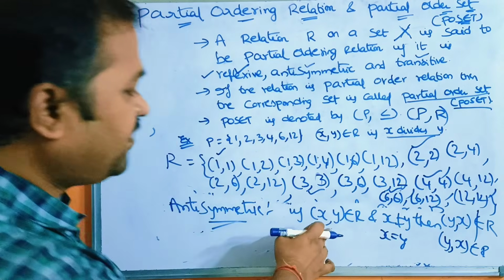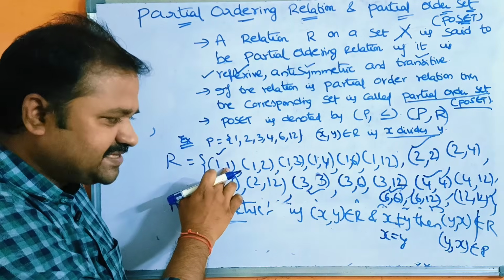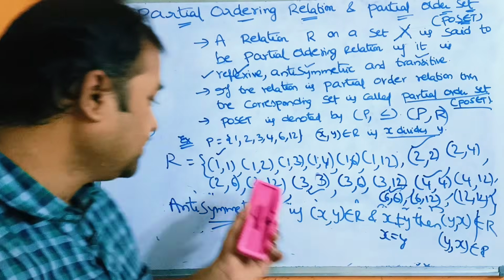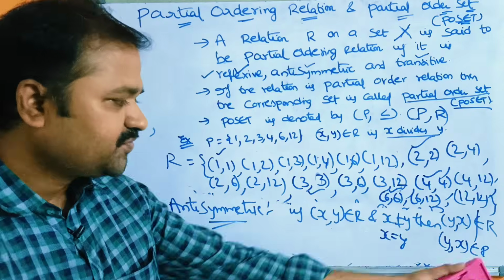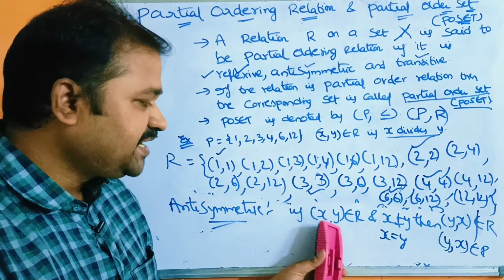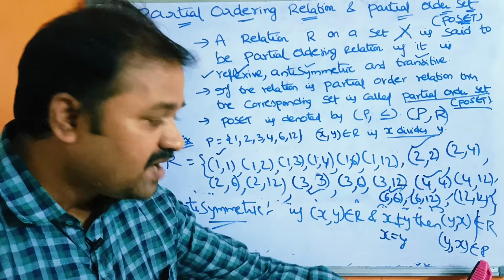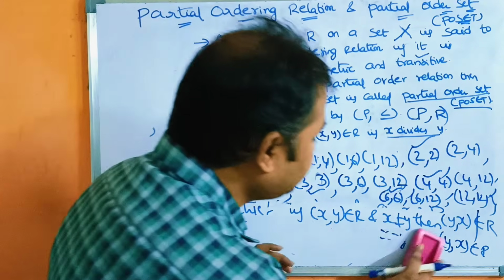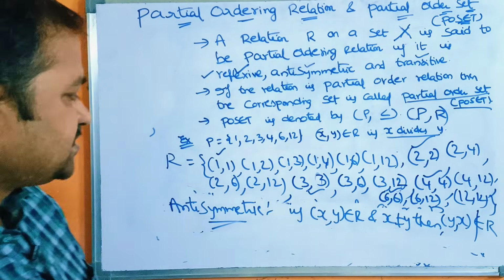If x comma y belongs to R and x is equal to y, if you consider the pair 1 comma 1, the condition is true, then y comma x should belong to R. Y comma x means if you reverse 1 comma 1, we will get 1 comma 1 only. So 1 comma 1 belongs to R. Likewise, if you take 3 comma 3, then 3 comma 3 belongs to R, and if 3 equals 3, then y comma x belongs to R. If you reverse 3 comma 3, we will get 3 comma 3 only. So there is no need to focus on those pairs. Let us focus on the remaining pairs.